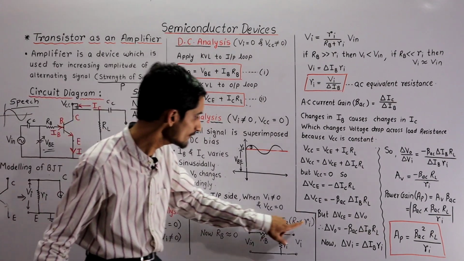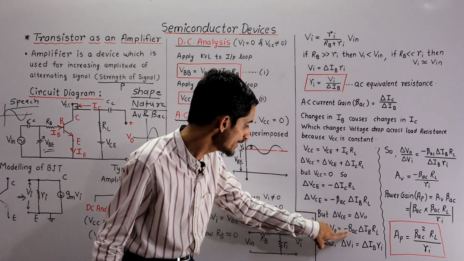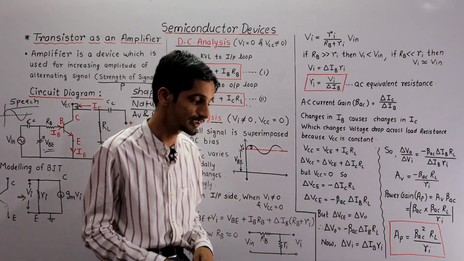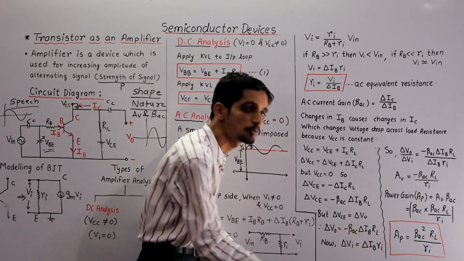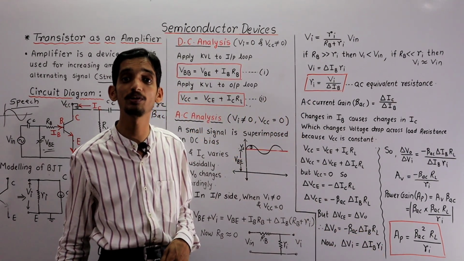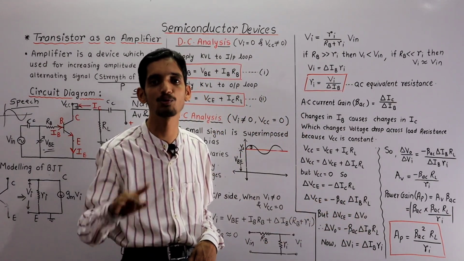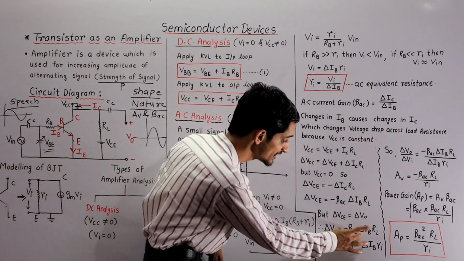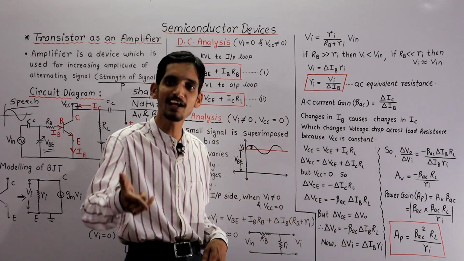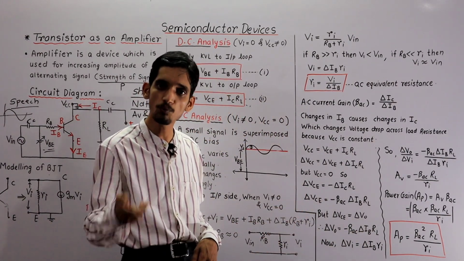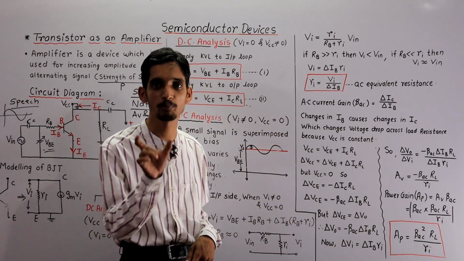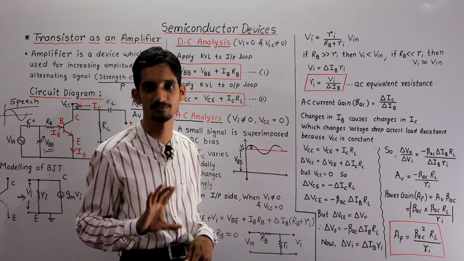That's why delta VO is equal to minus beta IC delta IB into RL. This is the expression for change in output voltage. Why change in output voltage? Because there is a change in input current, and transistor is a current control device. So as the input current is changing, correspondingly output current changes and voltage across it also changes, because as per Ohm's law, V is equal to IR.